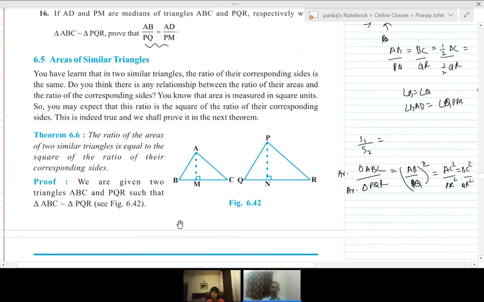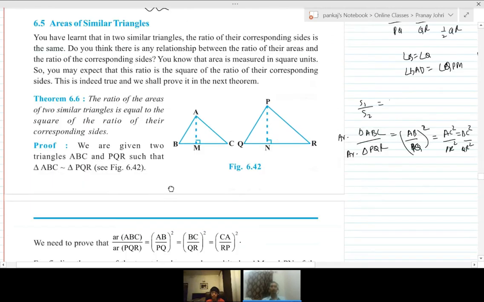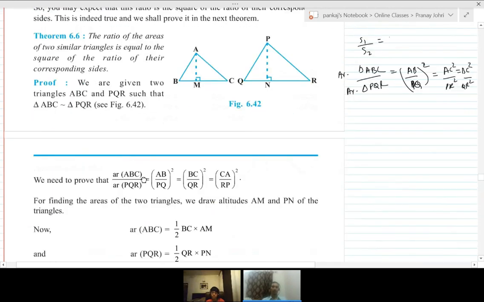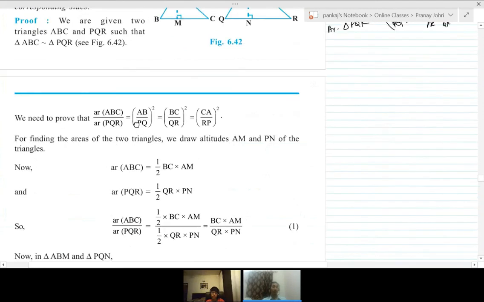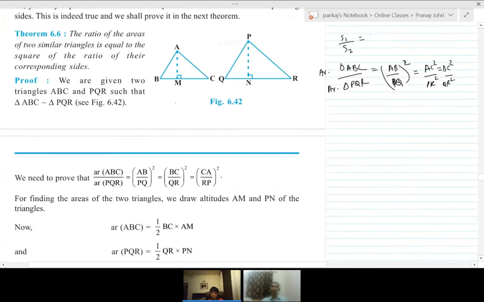So let's go through the proof quickly. We draw an altitude for each of these triangles. Area is the standard method of finding area, so the area of triangle ABC would be half into AM into BC.